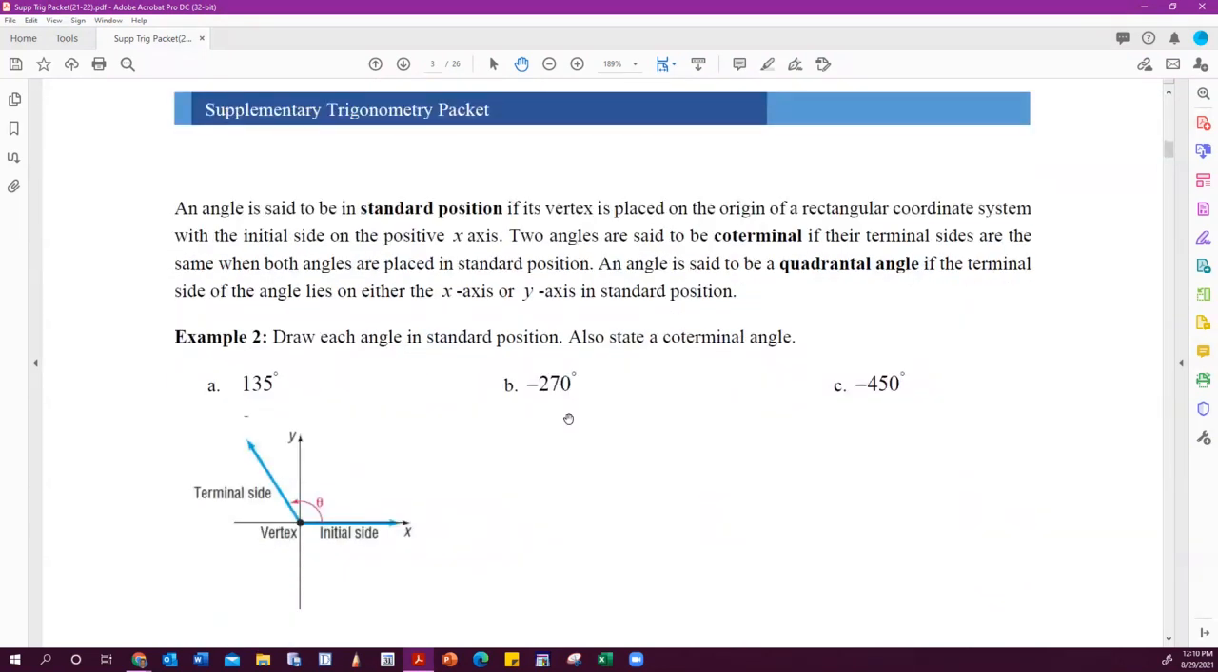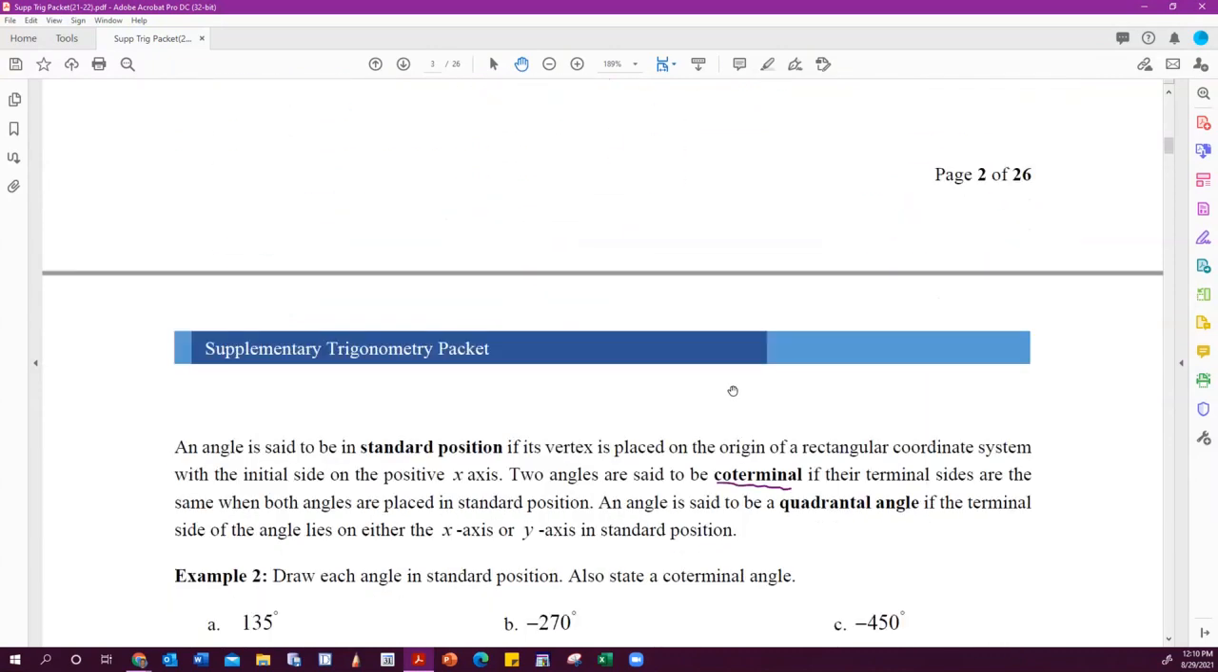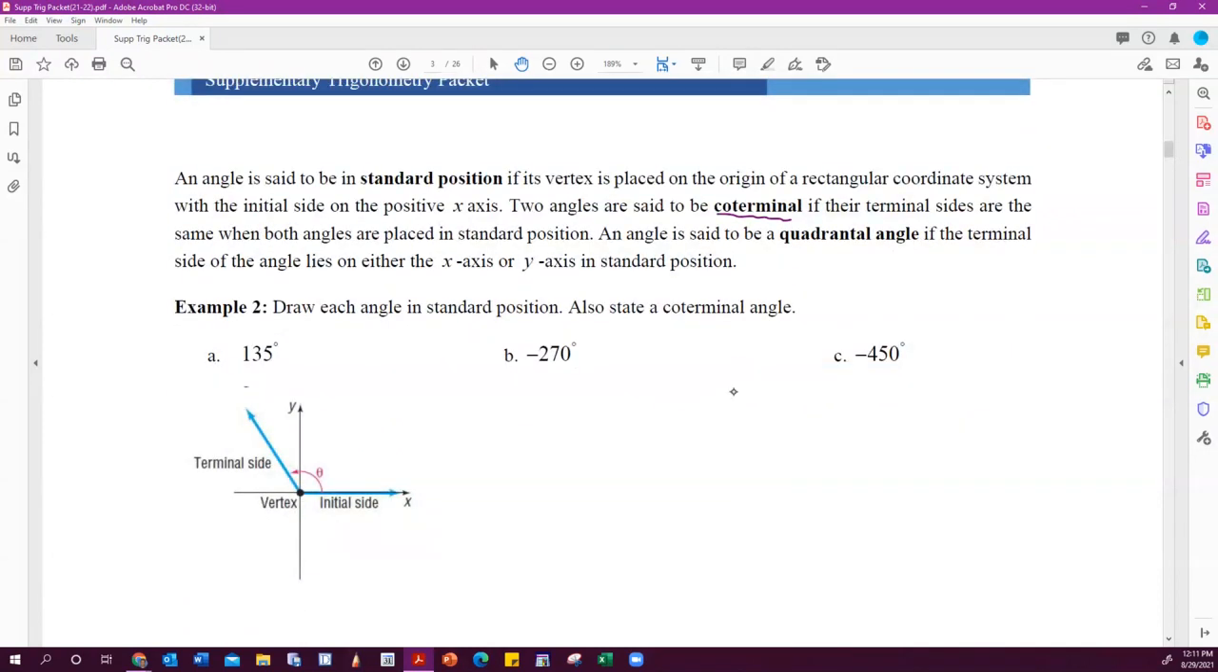Angles are said to be in standard position if we put the initial side along the positive x-axis and have the vertex located at the origin. Angles are coterminal if their terminal sides end in the same spot. So, for example, on that previous page, the 60 degree angle and the 420 degree angle are coterminal. We call angles quadrantal if they land on the borders of the quadrants, so on the x-axis or on the y-axis.